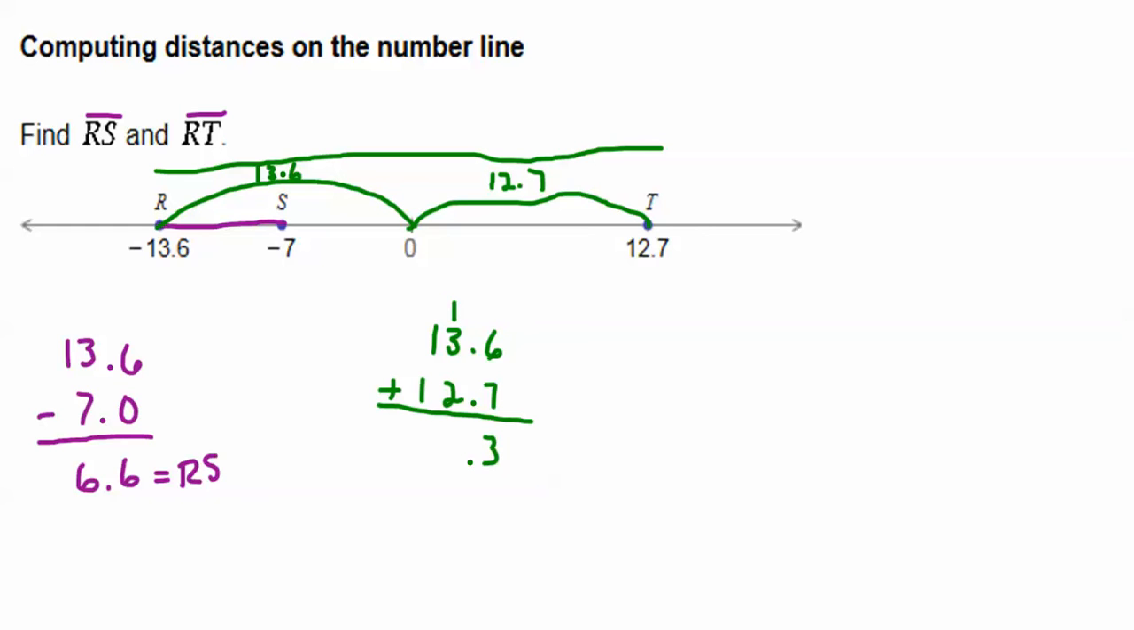6 plus 7 is 13. Carry the 1, is 4, 5, 6, 26. So the distance between R and T is 26 3/10. Let's take a look at another one.